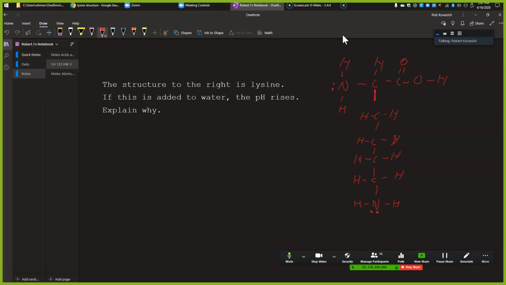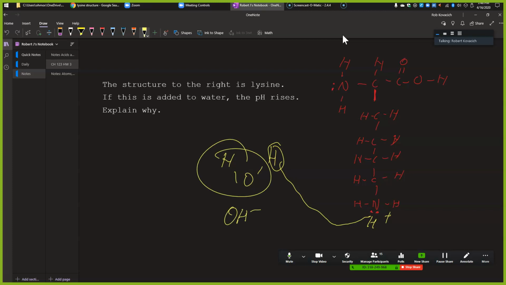Okay, so when this goes into water, the pH is going to rise. Can somebody explain to me why? Because that last nitrogen has those negatively charged electrons, so it would attract the positive hydrogen ions. Okay, so it can actually grab a hydrogen off a water molecule, and this can become positively charged. And then what's left behind is a hydroxide. So more hydroxide means pH goes up. You okay with that?